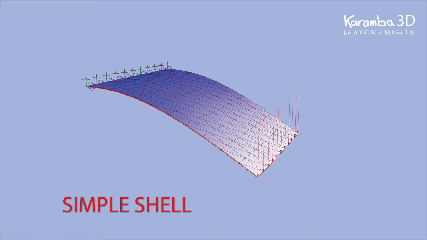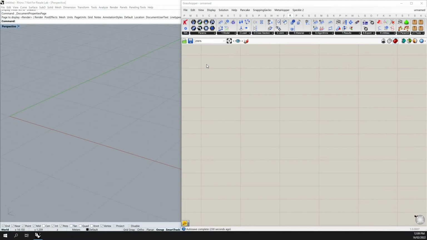Hi everyone, in this video I'll be showing you a short tutorial on how you can set up a simple shell in Karamba. So to start off, we're going to set a simple rectangle in Grasshopper using the rectangle component.